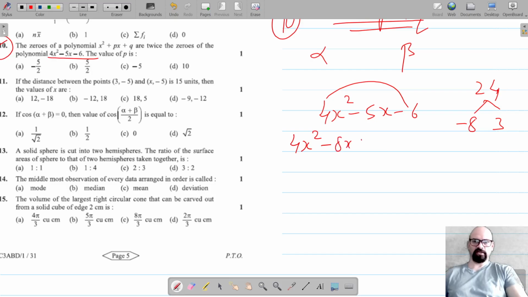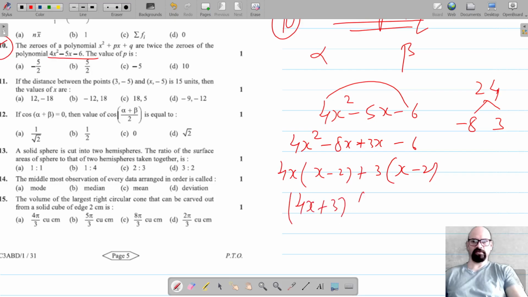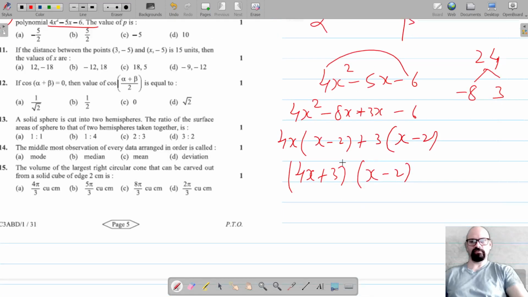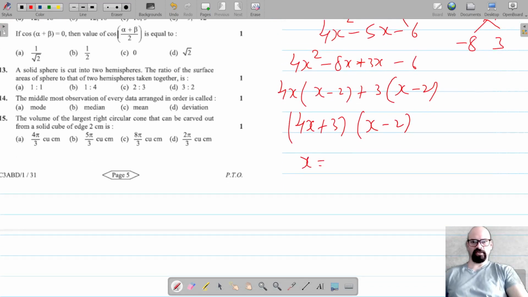So this is 4x squared minus 8x plus 3x minus 6. Here the common factor is 4x, giving x minus 2, and the common factor is 3, giving x minus 2. So this is 4x plus 3 into x minus 2. So I have these zeros: x is equal to minus 3 by 4 and x is equal to 2.